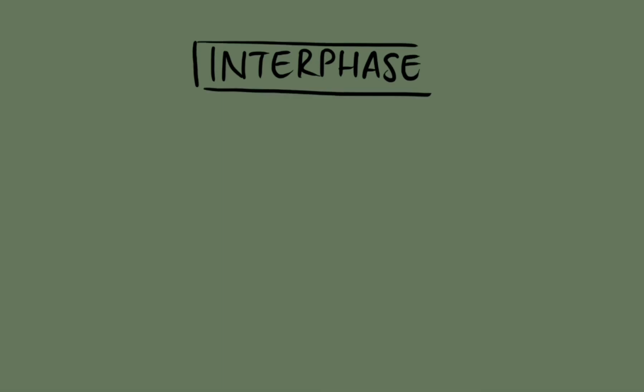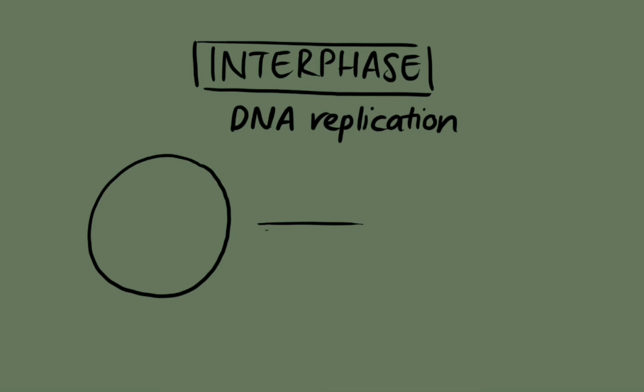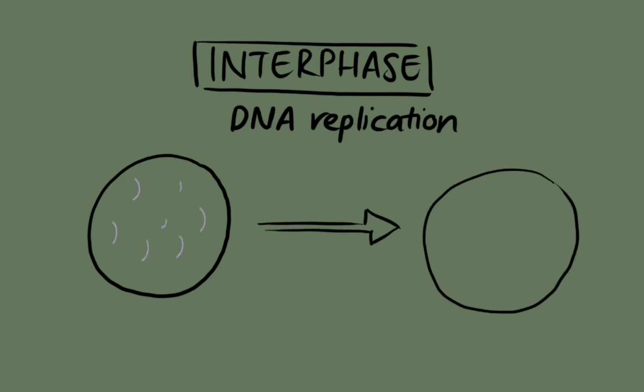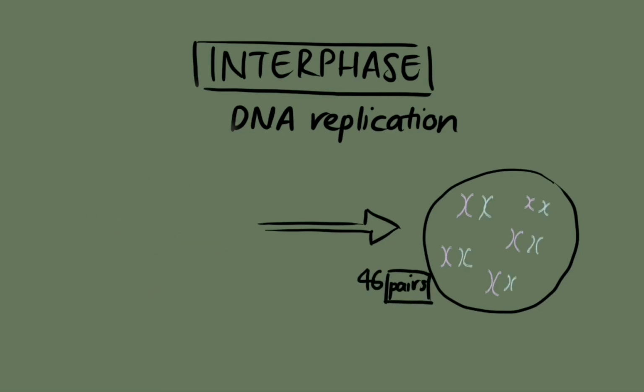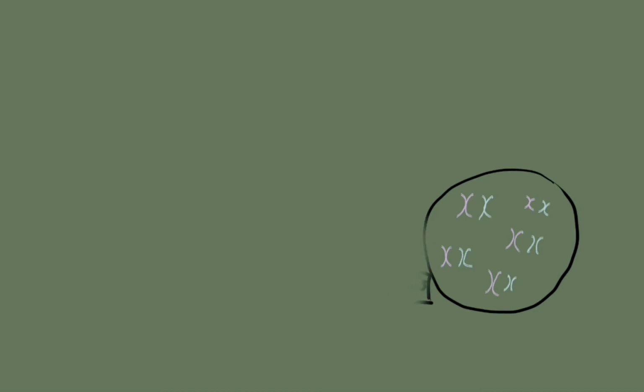So before mitosis occurs, we have interphase, which is where the DNA replicates. So to remind ourselves of what the normal cell looks like, you've got your 23 mum chromosomes and 23 dad. And each of your mums will replicate and each of your dads will replicate too, as you can see. So now mitosis is about to start.